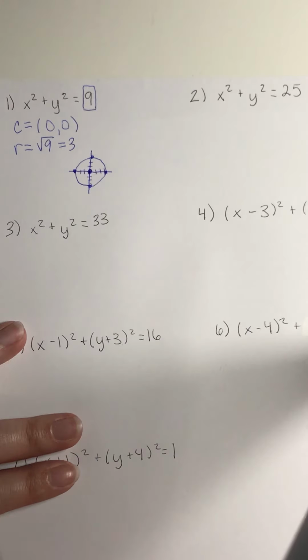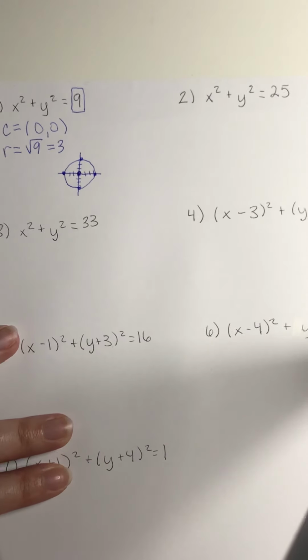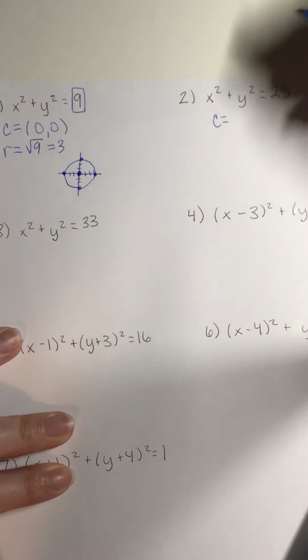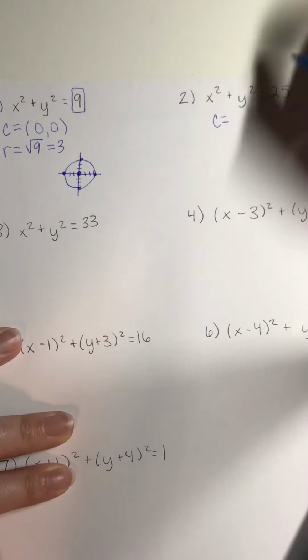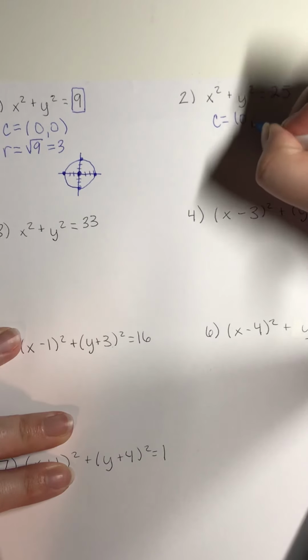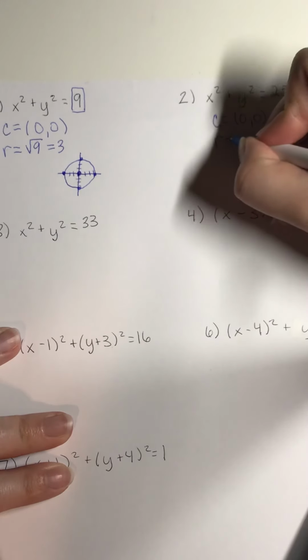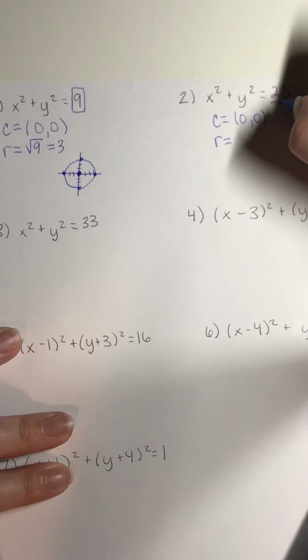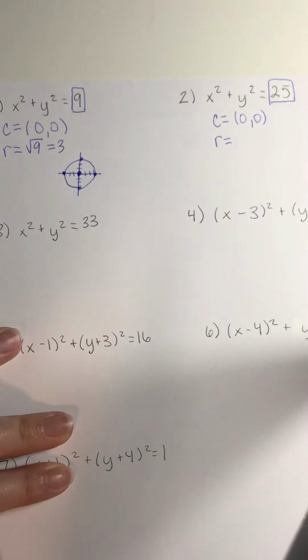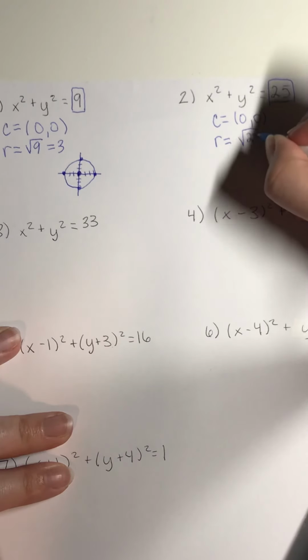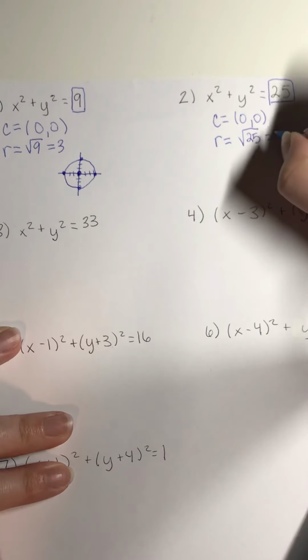Let's look at another one. X squared plus y squared equals 25. Well, my center, I have no numbers next to x and no numbers next to y, so my center is going to be at 0, 0. My radius, it's going to be the square root of the number on the right-hand side. So square root of 25 is 5.